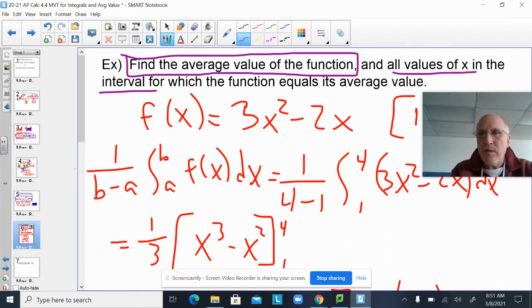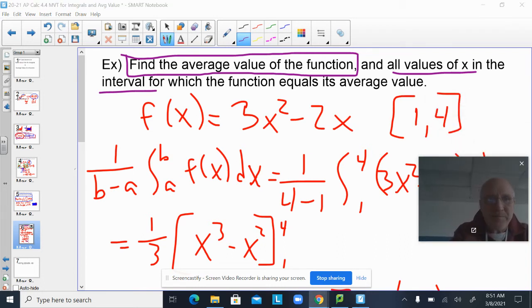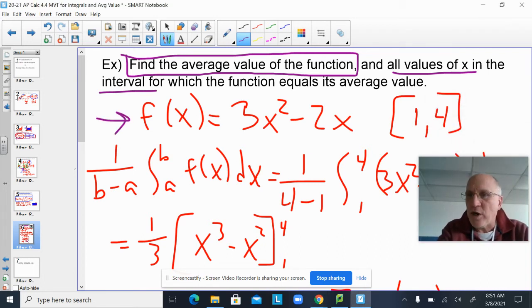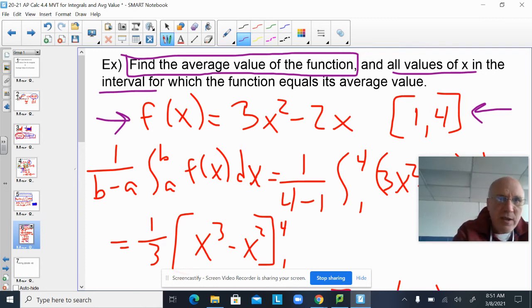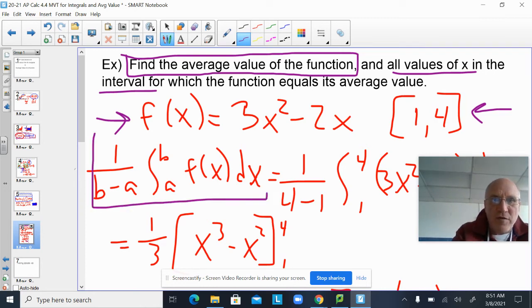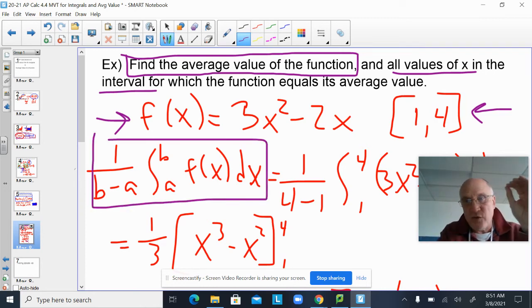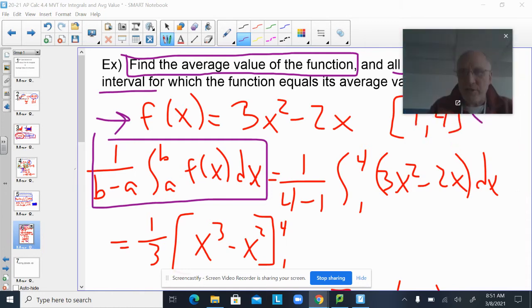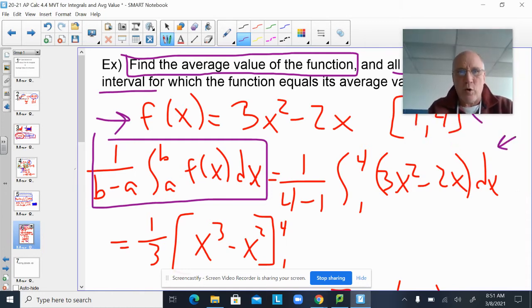So this problem gives us a function. It is f of x equals 3x squared minus 2x. And it gives us an interval from 1 to 4. So let's find the average value of the function. Here, I literally just rewrote the formula for the average value. It's 1 over b minus a times the integral from a to b of f of x dx. And then over here, I just replace it. 1 over b minus a becomes 1 over 4 minus 1. And then the integral from 1 to 4 of the actual function, 3x squared minus 2x.